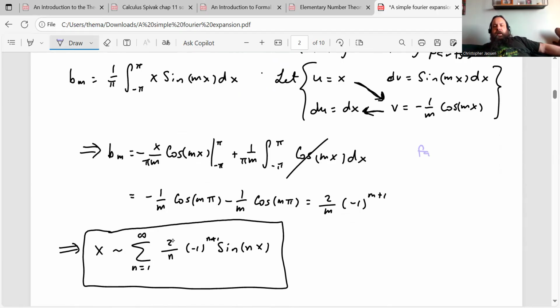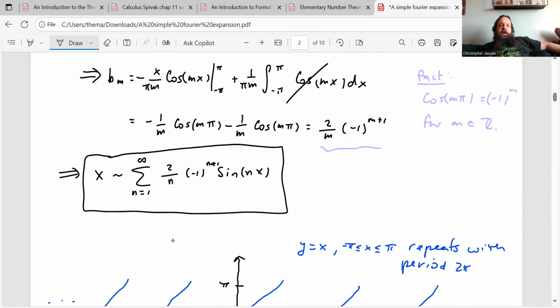And just a fact that I maybe should have mentioned up above, cosine m pi is equal to minus 1 to the m for m an integer. Just a fact that may not be obvious. So when I simplify this, I end up with 2 over m times minus 1 to the m plus 1.